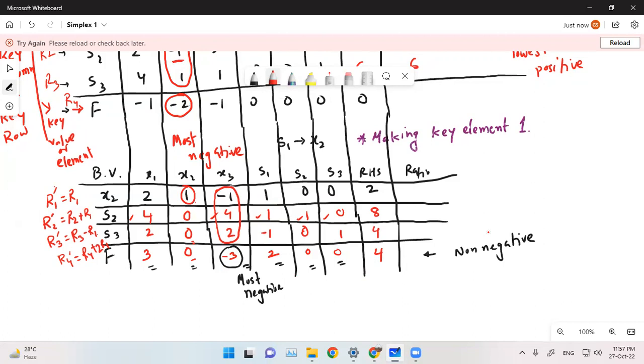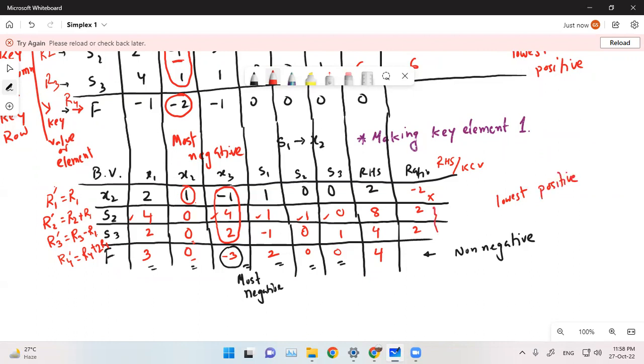Okay. And then which one is our key row? For the key row, we have to find out the ratio. So ratio is right-hand side values divided by key column values. So basically, this is 2 by -1 is -2. Then 8 by 4 is 2. Then you have 4 by 2 is 2. Now this one is definitely cancelled because we have to take the lowest positive.